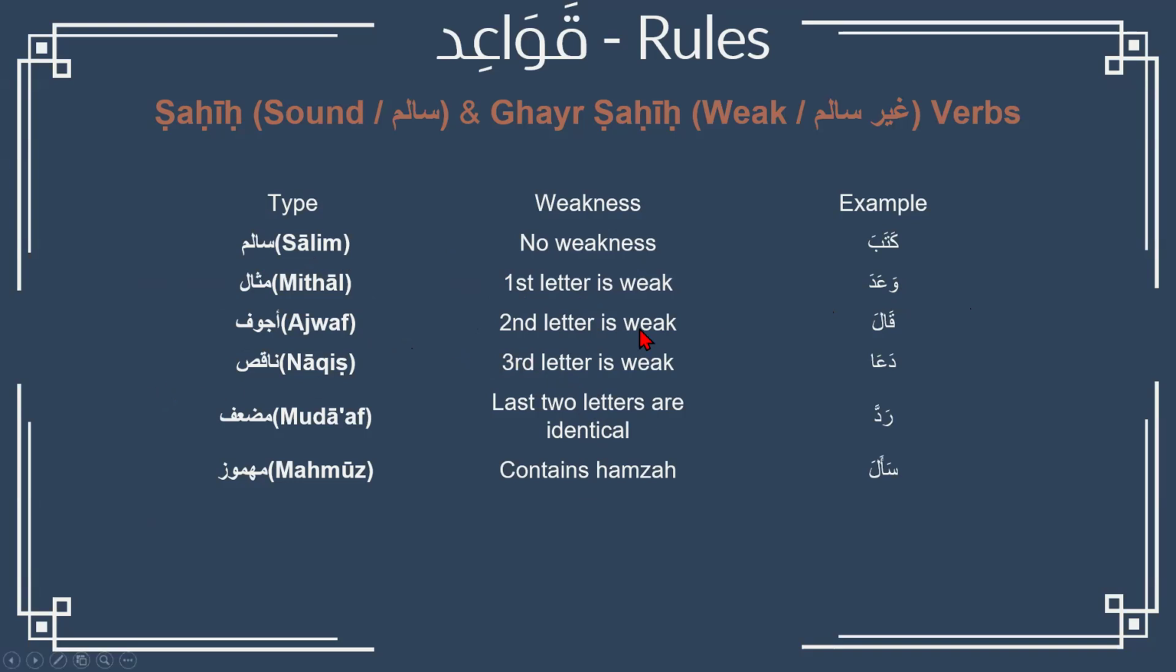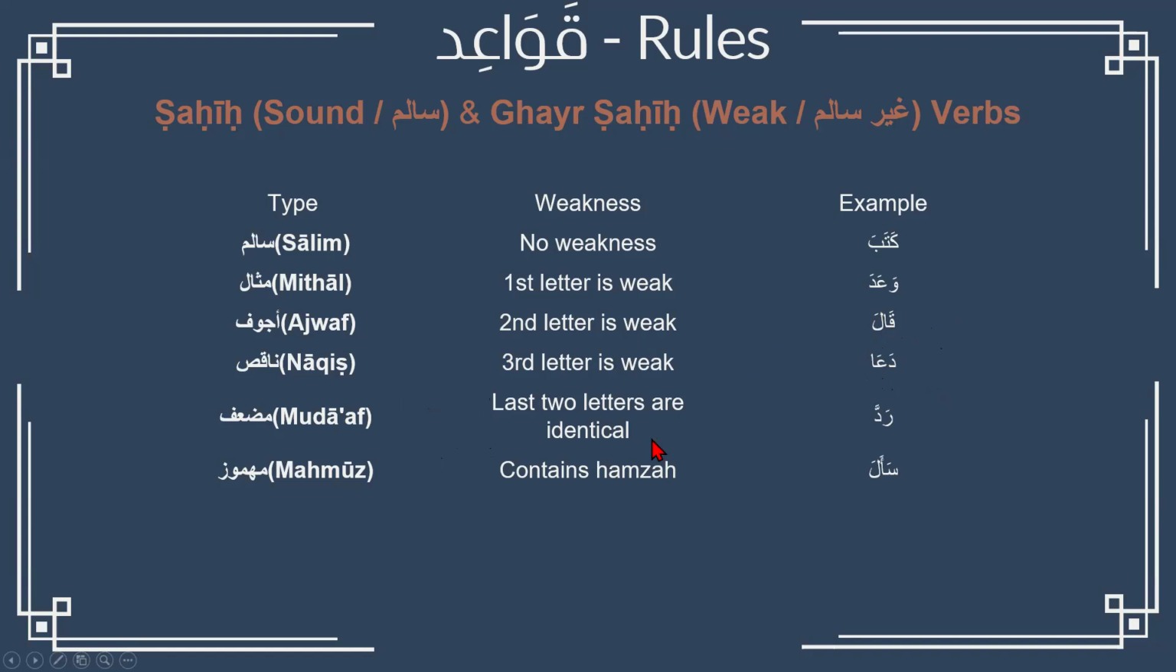Ajwaf, second letter is weak. For example, qala, right? So qala, the alif is in the middle, or if you had the waw, for example, you have any word that has a waw or a ya, that will become ajwaf. Naqis, the third letter is weak. You can see the third letter is alif, that is also a ghair salim, but it is an example of a naqis. Mud'af, last 2 letters are identical.